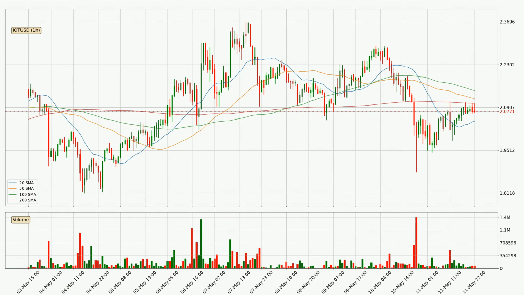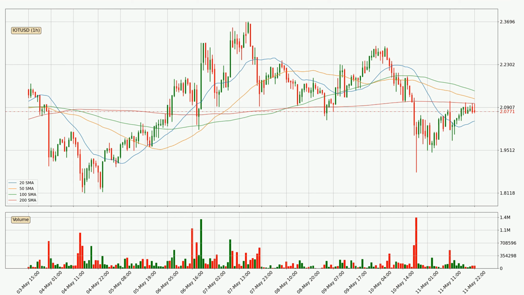Jumping to the hourly simple moving averages, the current price is between the 20 and the 200 SMA. If the price bounces off the 20 SMA, which is currently at 2.05, it could be seen as a support, and the 200 SMA that is at 2.1 could be seen as a resistance to the upside. Breaking either way signals a possible further move in the corresponding direction.